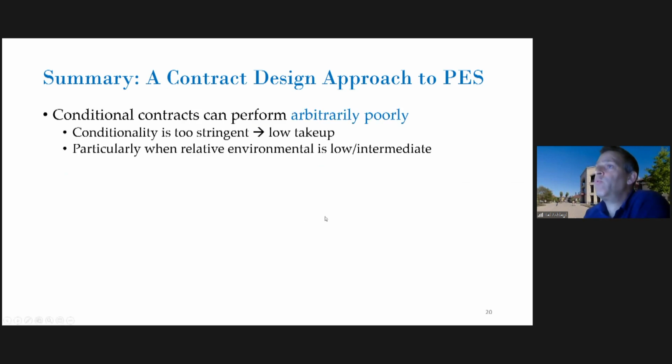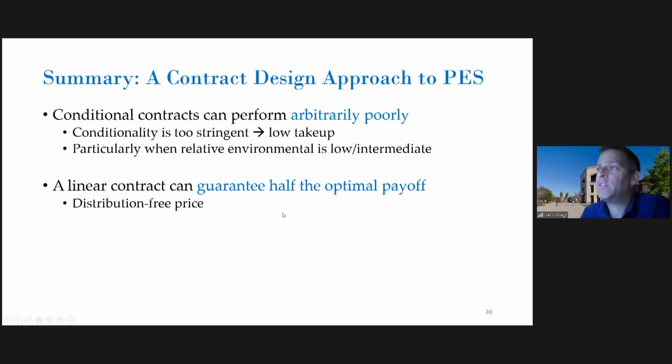In this paper, we've seen that conditional contracts can perform arbitrarily poorly. Conditionality, this restriction is just too harsh, and what it does is just low take-up. Very few agents will actually be interested in such a contract. And a linear contract can guarantee half of the optimal payoff. And it's better than conditional in some regime, especially those intermediate regimes of K over H.